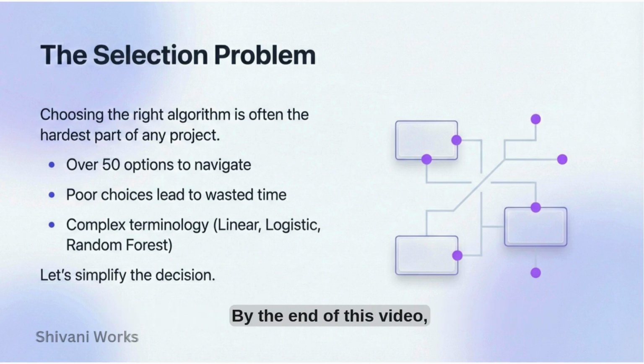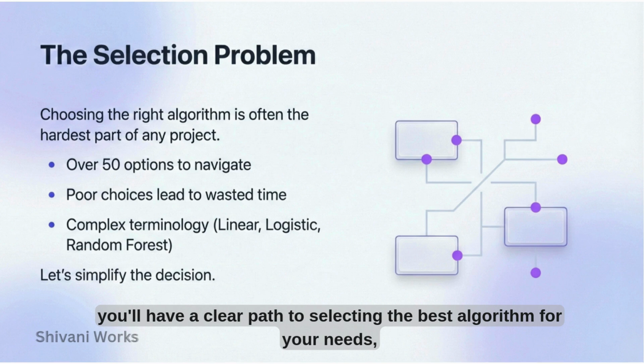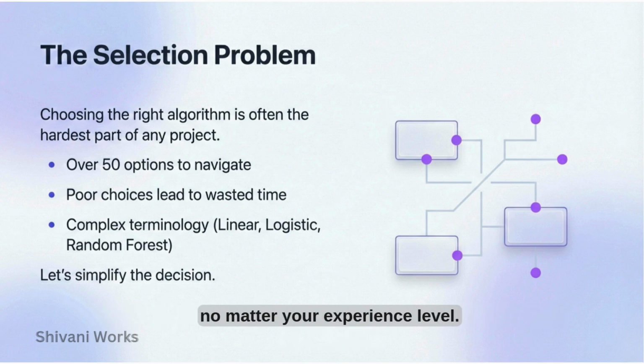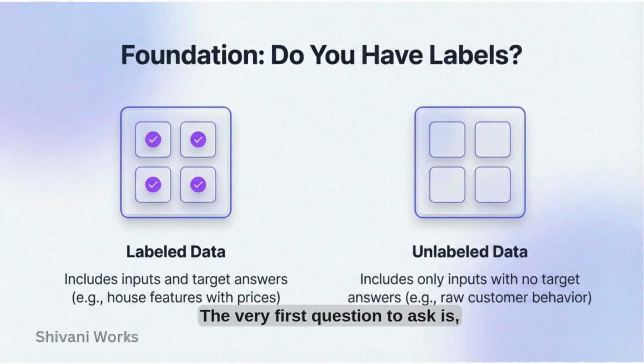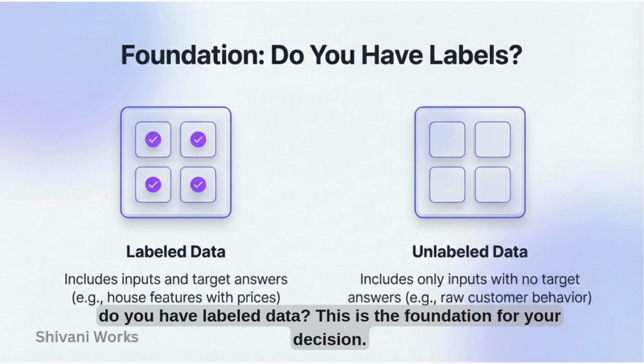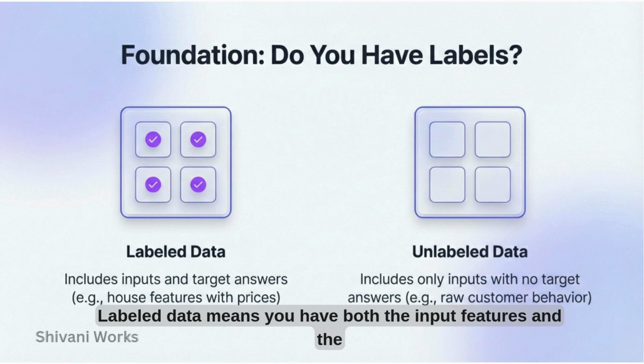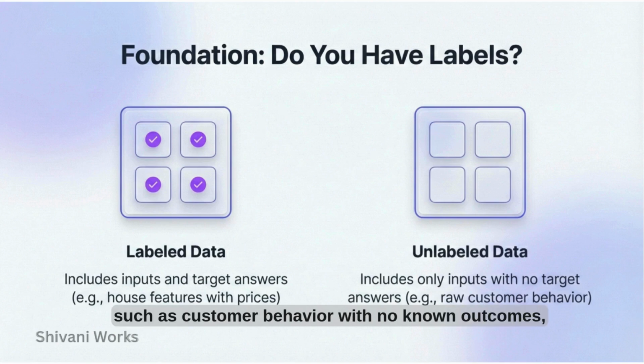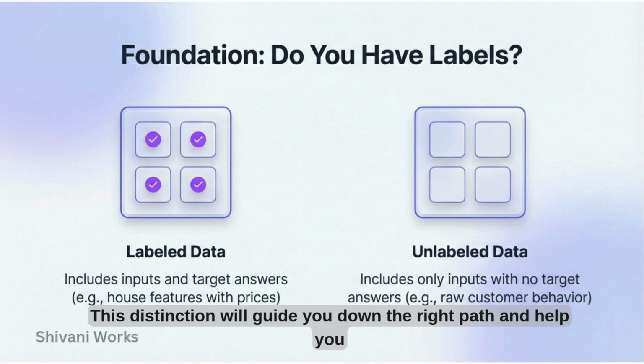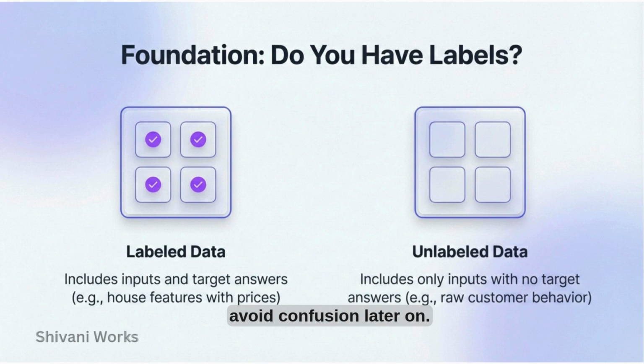By the end of this video, you'll have a clear path to selecting the best algorithm for your needs, no matter your experience level. The very first question to ask is, do you have labeled data? This is the foundation for your decision. Labeled data means you have both the input features and the correct answers, like house features with their prices. If you only have raw inputs, such as customer behavior with no known outcomes, your data is unlabeled. This distinction will guide you down the right path and help you avoid confusion later on.